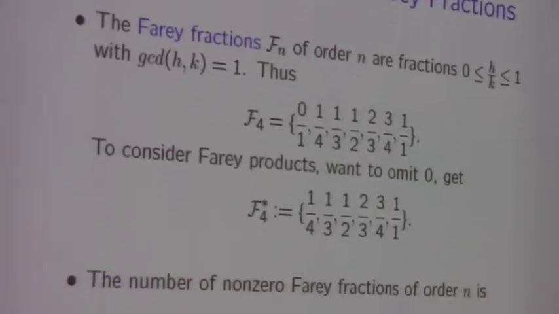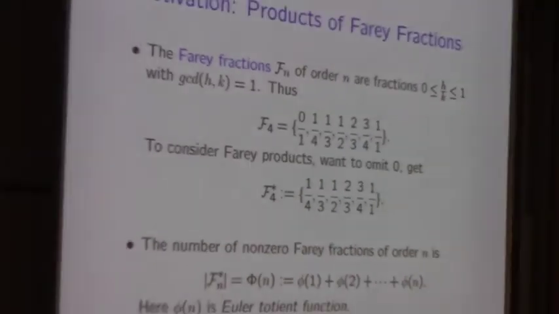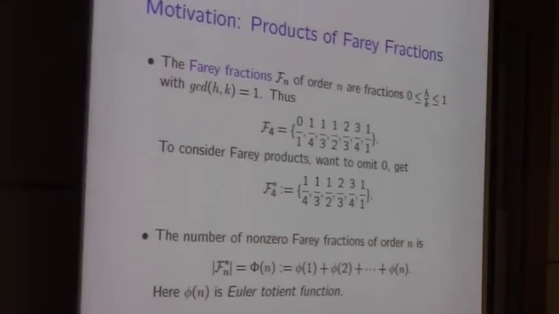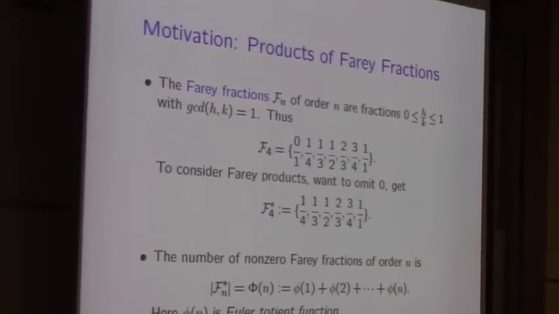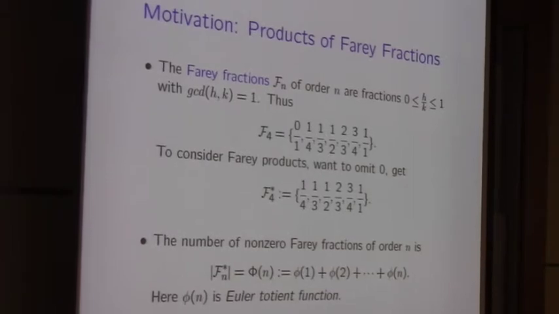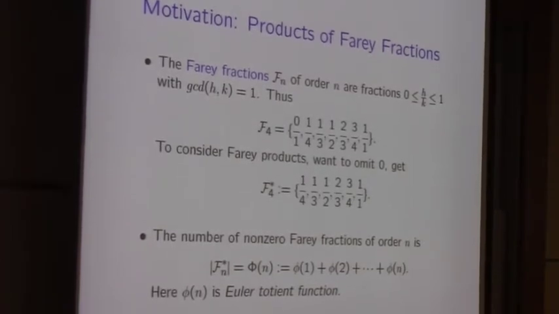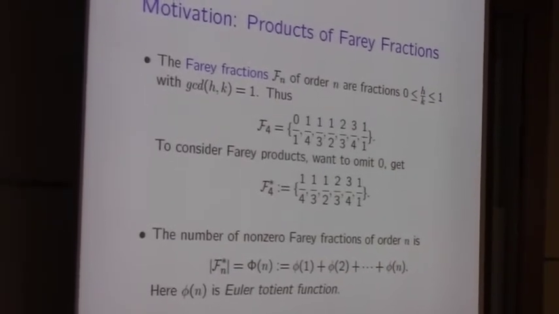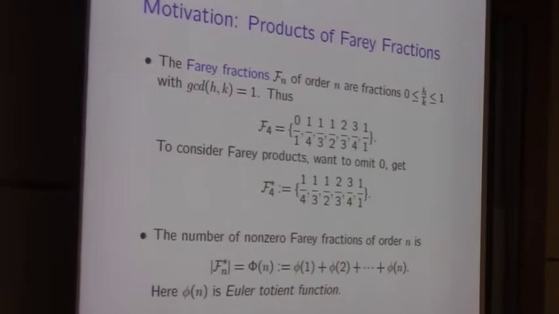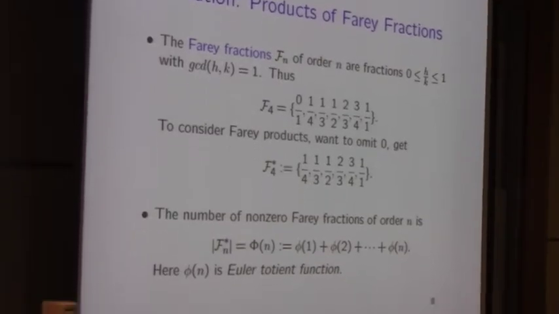Okay, so now I would like to say something about the motivation. So the Farey fractions of order n, if you're a number theorist, then you know these are simply the fractions in lowest terms between 0 and 1 that have denominator bounded by n. So there's F4 there.